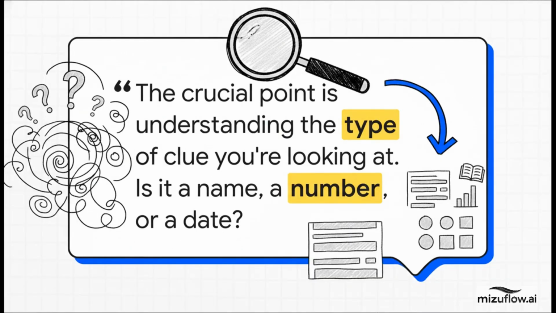Okay, and this next part is absolutely crucial. It's not enough to know that we have clues. We have to know what kind of clues they are. Is a piece of evidence just text, like a name, or is it a hard number we can do math on? Getting this right is everything.